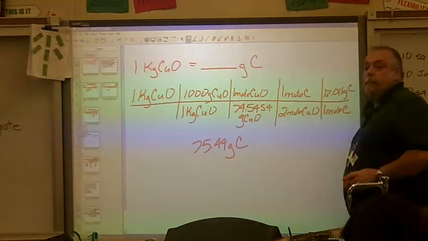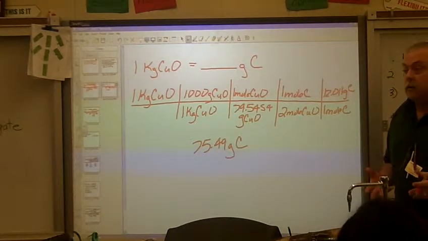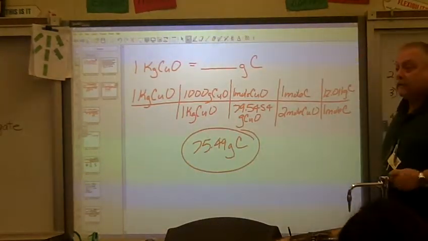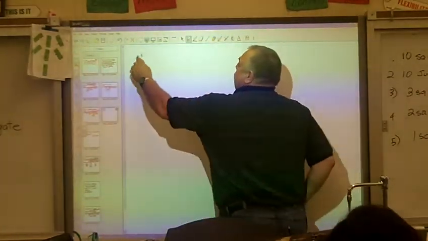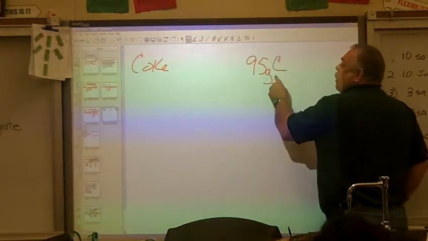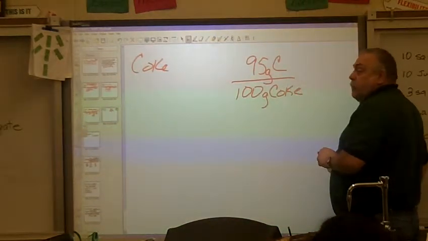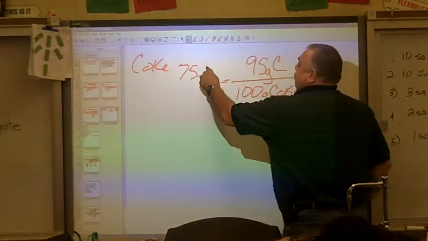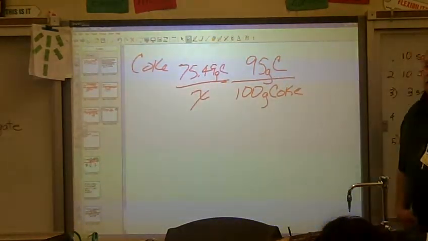Grams of carbon. Now, I don't want to know carbon though. I want to know coke. Well, this is telling me how many grams of carbon would be required to run this experiment. I know this, that coke, there are 95 grams of carbon in every 100 grams of coke. If I had 75.49 grams of carbon, how many grams of coke are you going to need to have that much carbon?